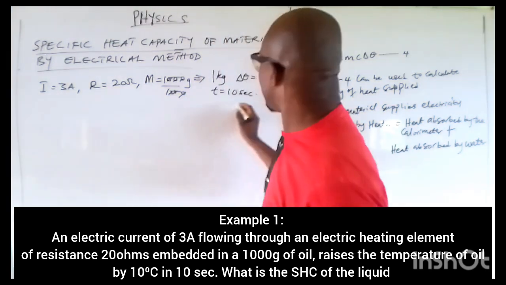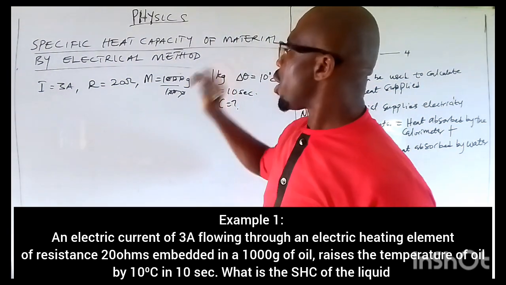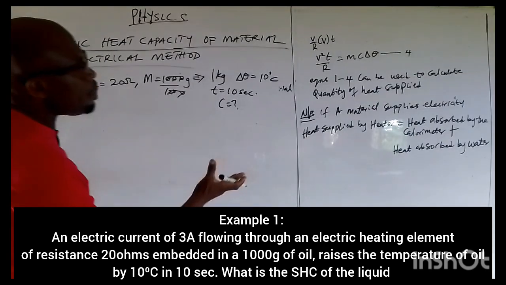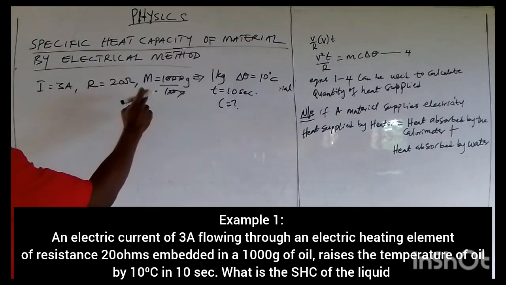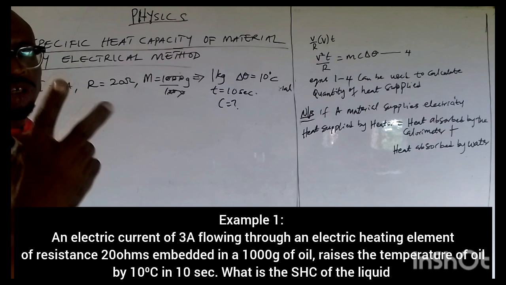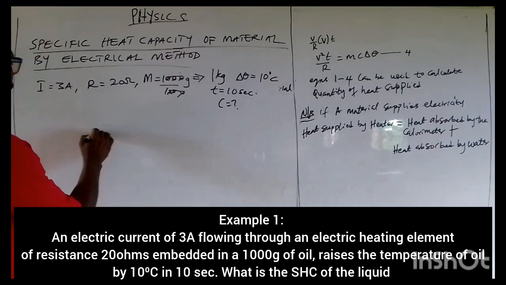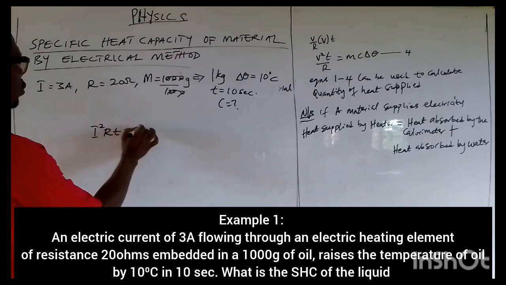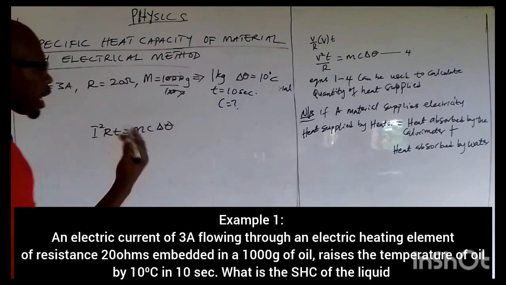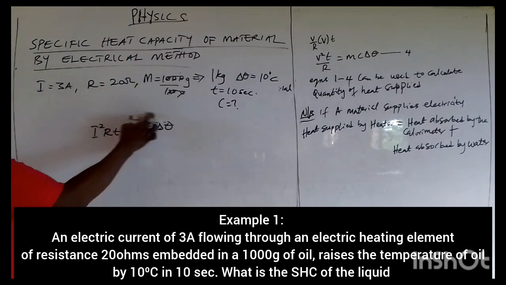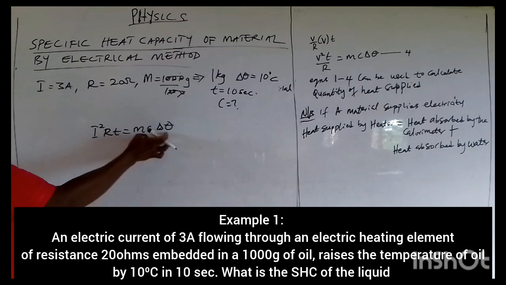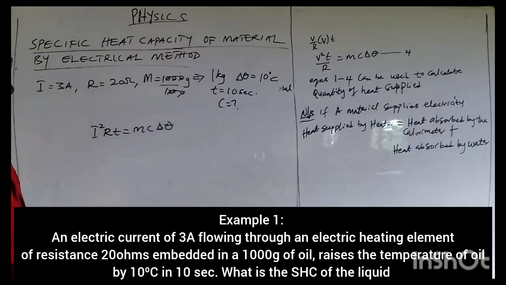Now, in calculating the specific heat capacity, C, we compare the equations, which of the equations has R, I, and T. And of course, the second equation, which is I squared RT is equal to MC delta theta. So this is our equation. So heat supplied by the heater is equal to heat gained by the material, which is the oil.